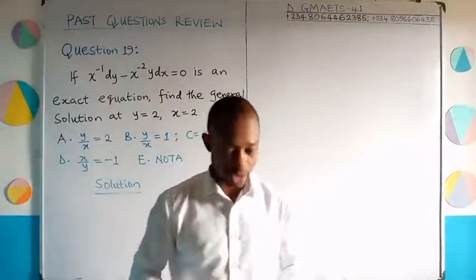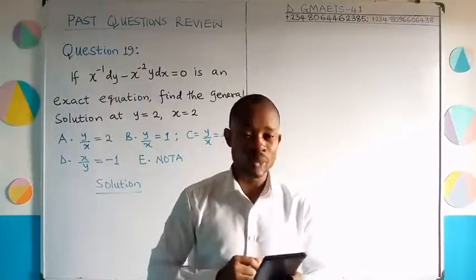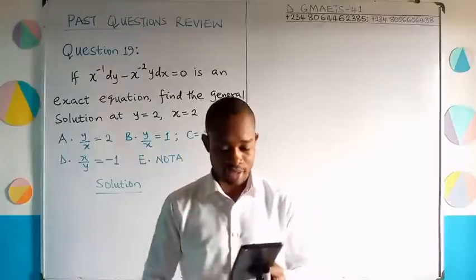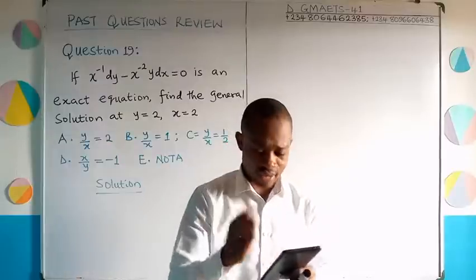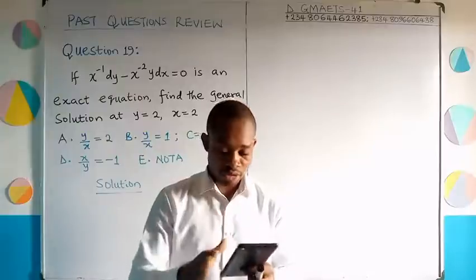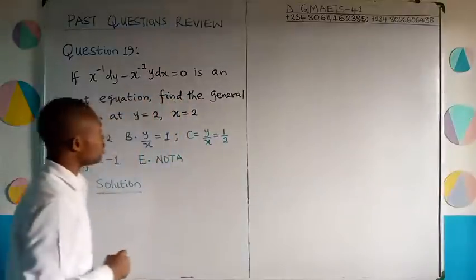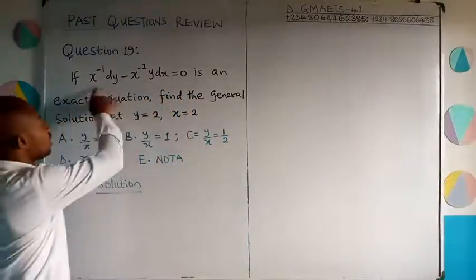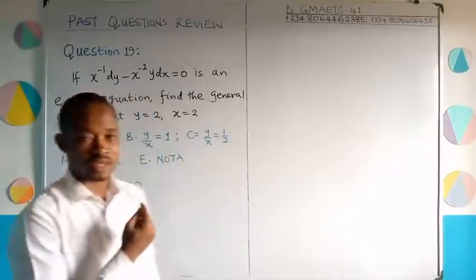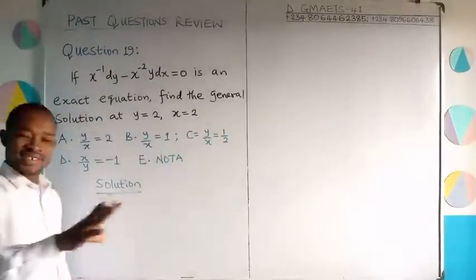The 19th question reads: if x raised to the power of minus 1 dy minus x raised to the power of minus 2 y dx equals 0 is an exact equation, find the general solution at y equal to 2, x equal to 2. Once again, this is an initial value problem for which we are told that the given differential equation is exact. And so we have to obtain the solution of this at this given point. Is that okay? For an exact equation, of course, it's a simple problem.